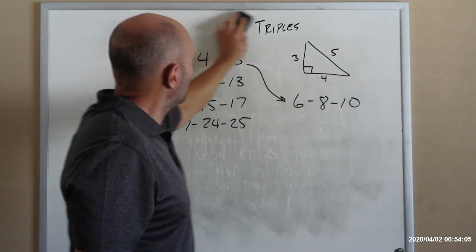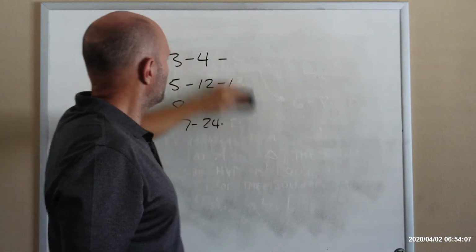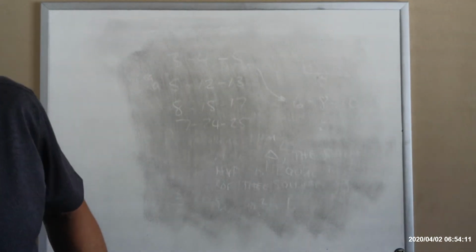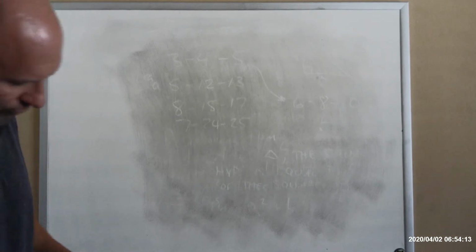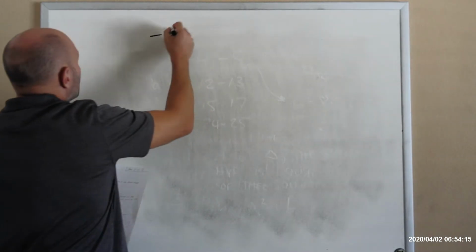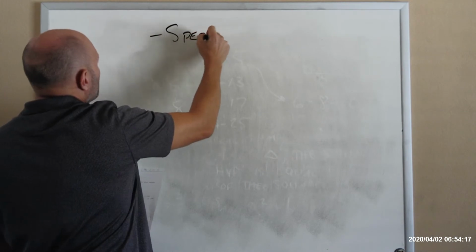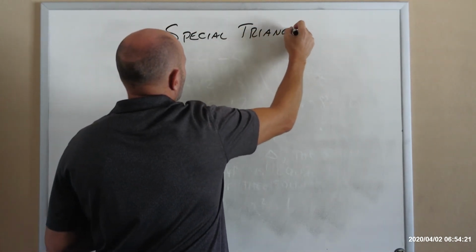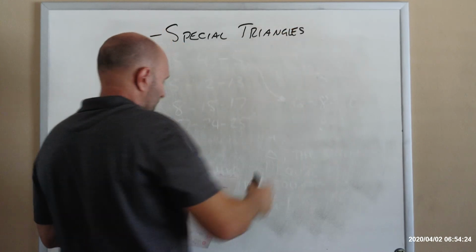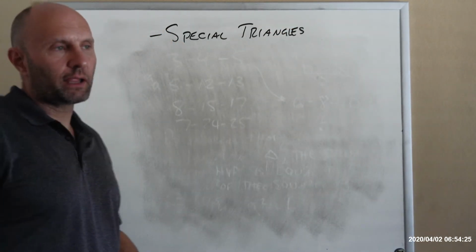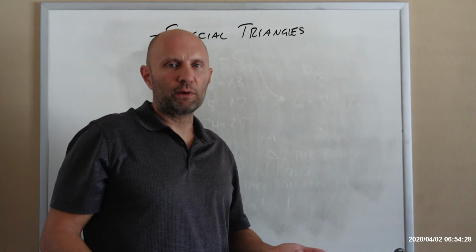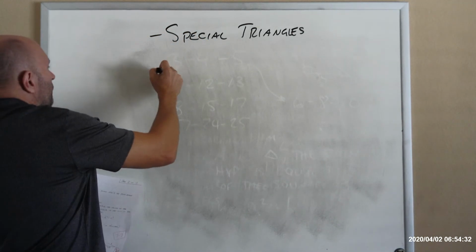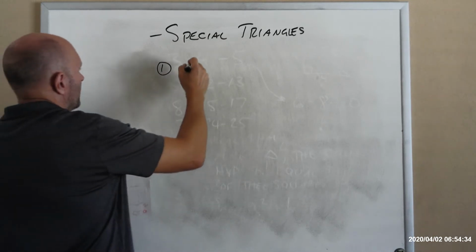Alright, so those are Pythagorean triples. And the last thing I want to talk about here with triangles are what we call special triangles. So when we had the right triangle, we had the Pythagorean theorem, a squared plus b squared is c squared. We have two types of special triangles.